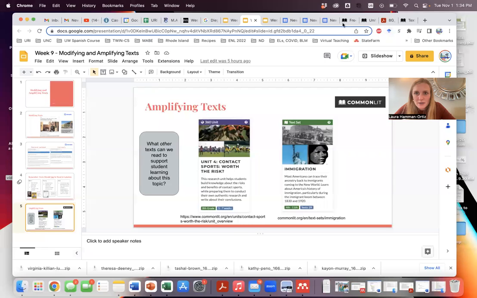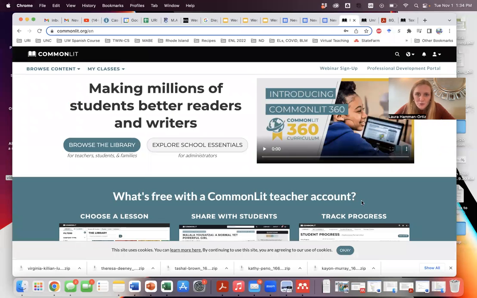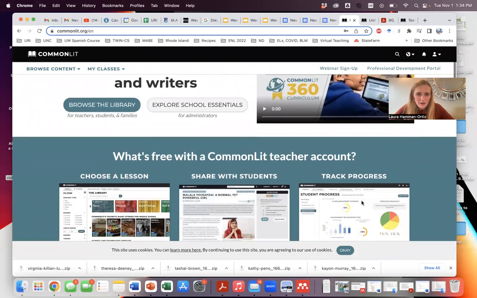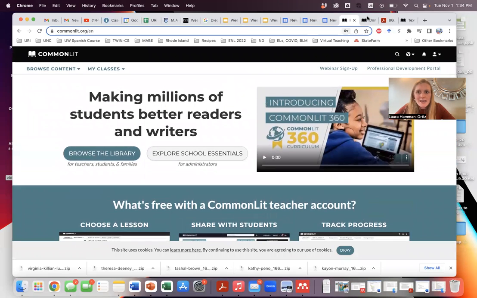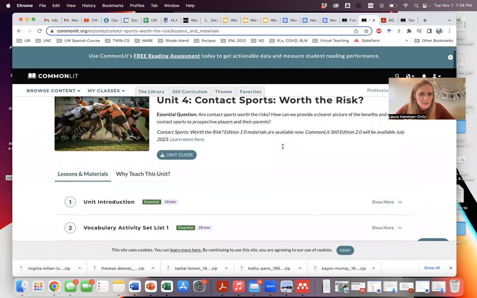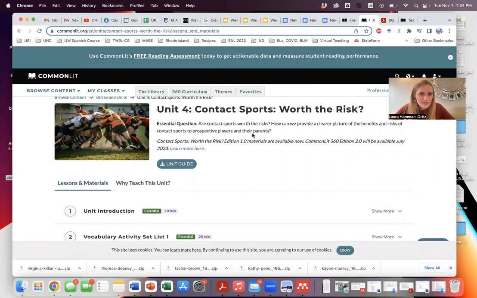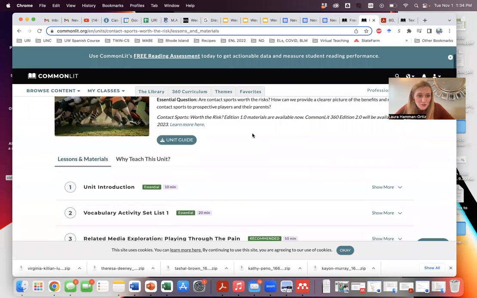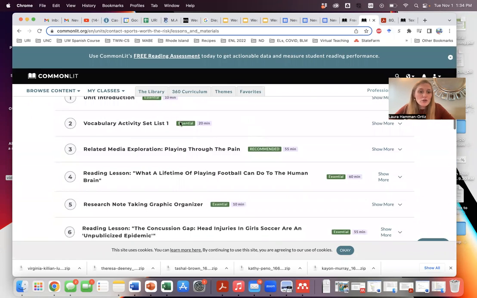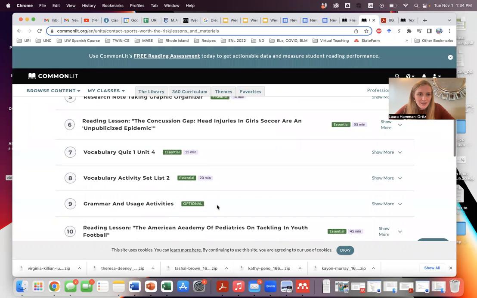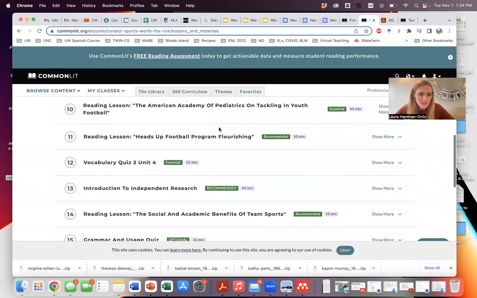See if I can get out. Okay. So again, another free resource. You can sign up for it with your teacher email. And here is the contact sports unit. So this is an entire unit that's pre-planned. So you could teach this unit, or you could use pieces of it to supplement a unit that you already have. It's got some great lessons.